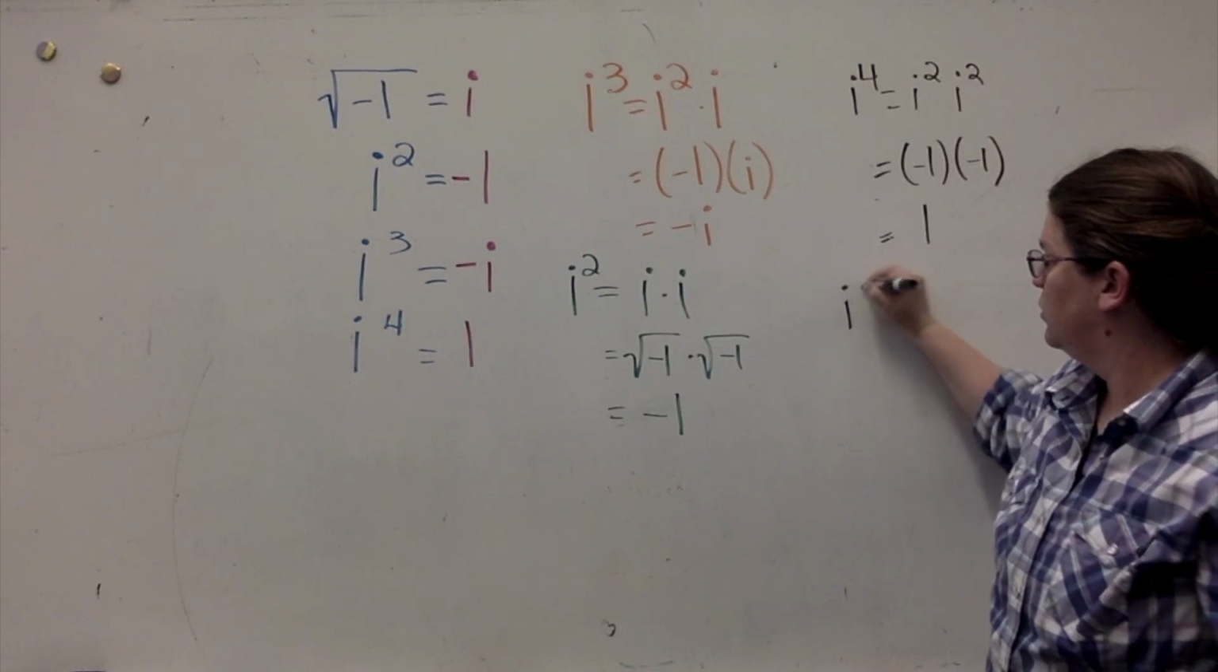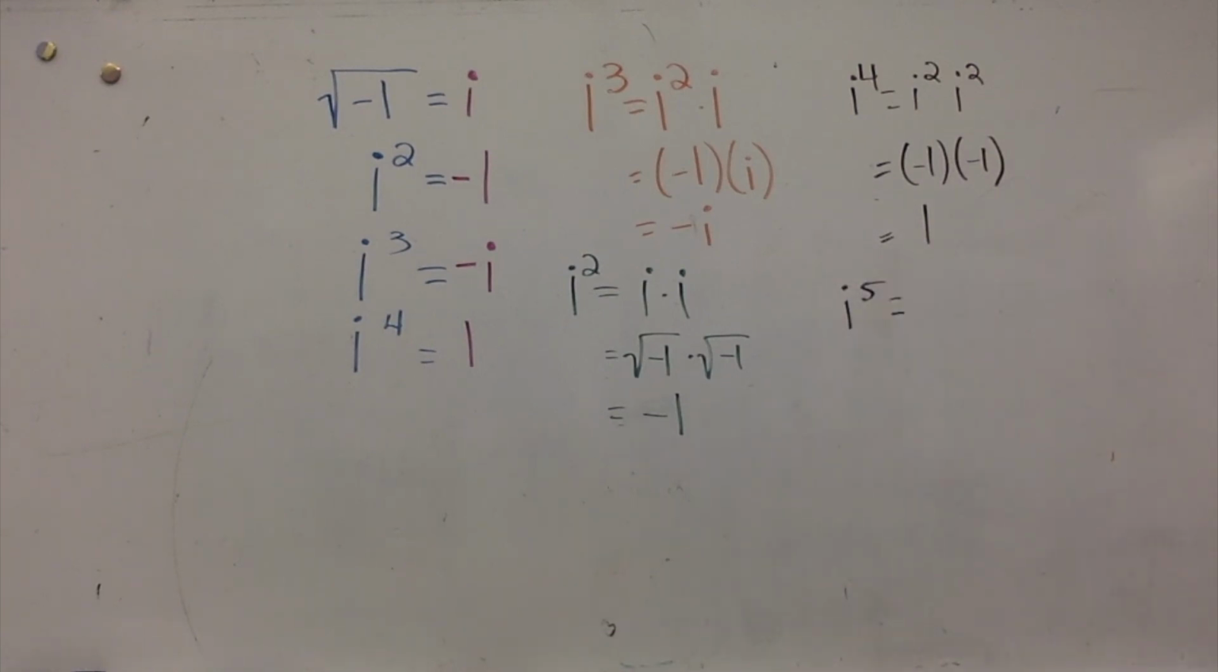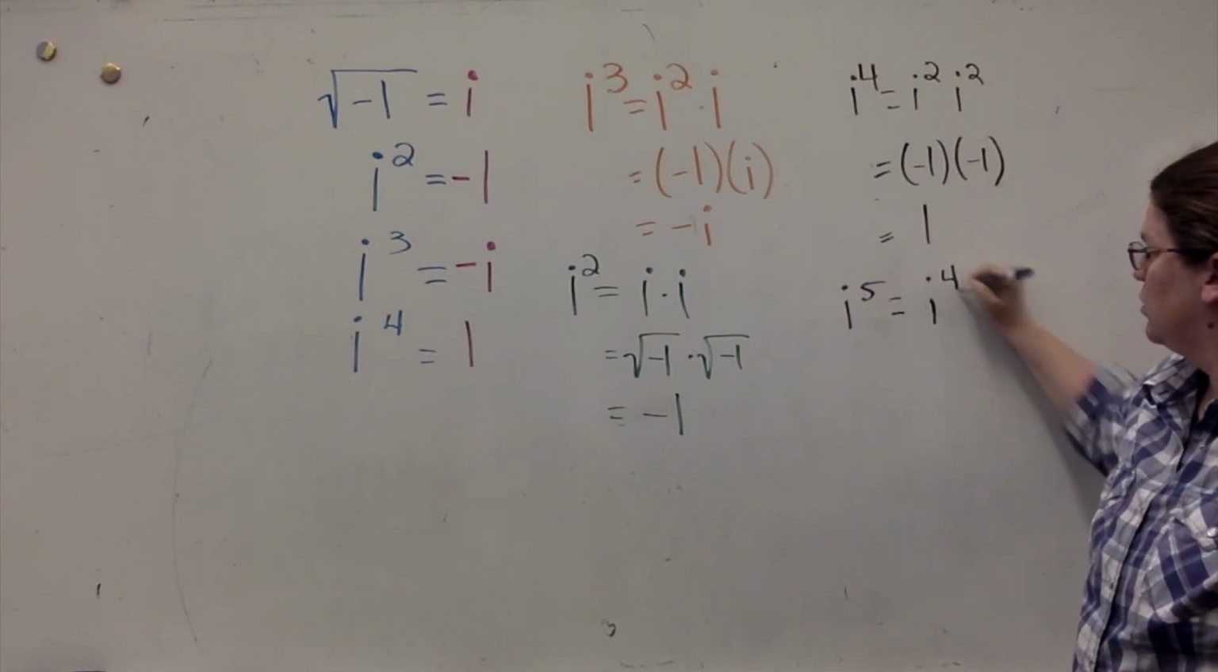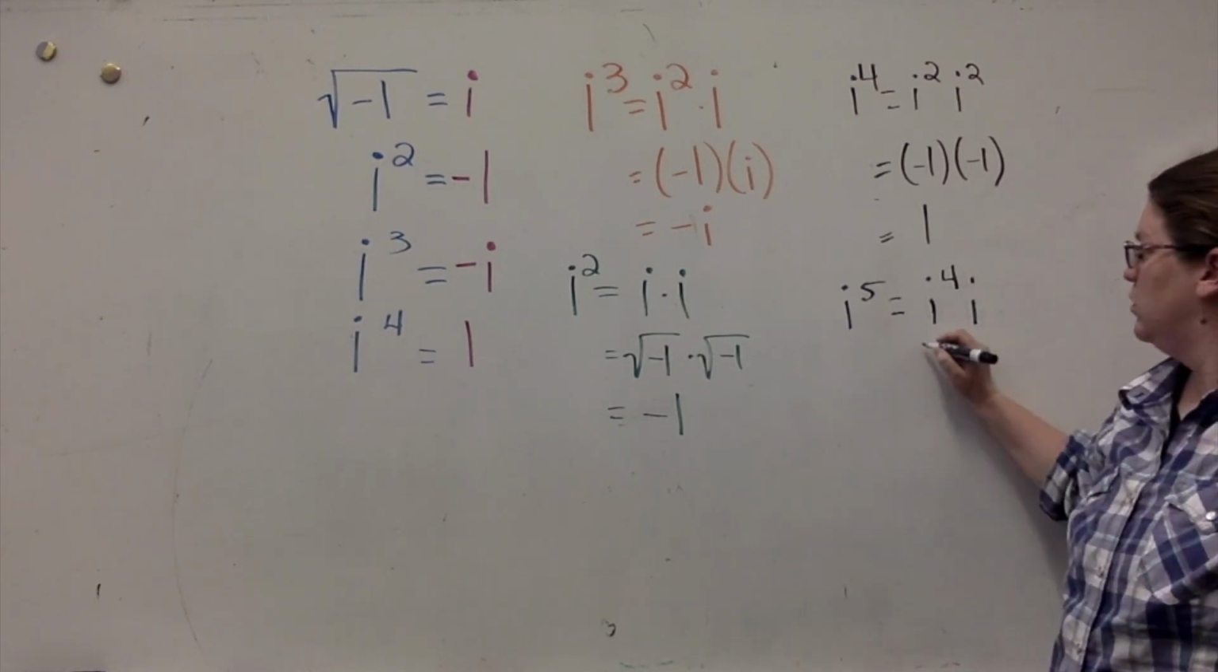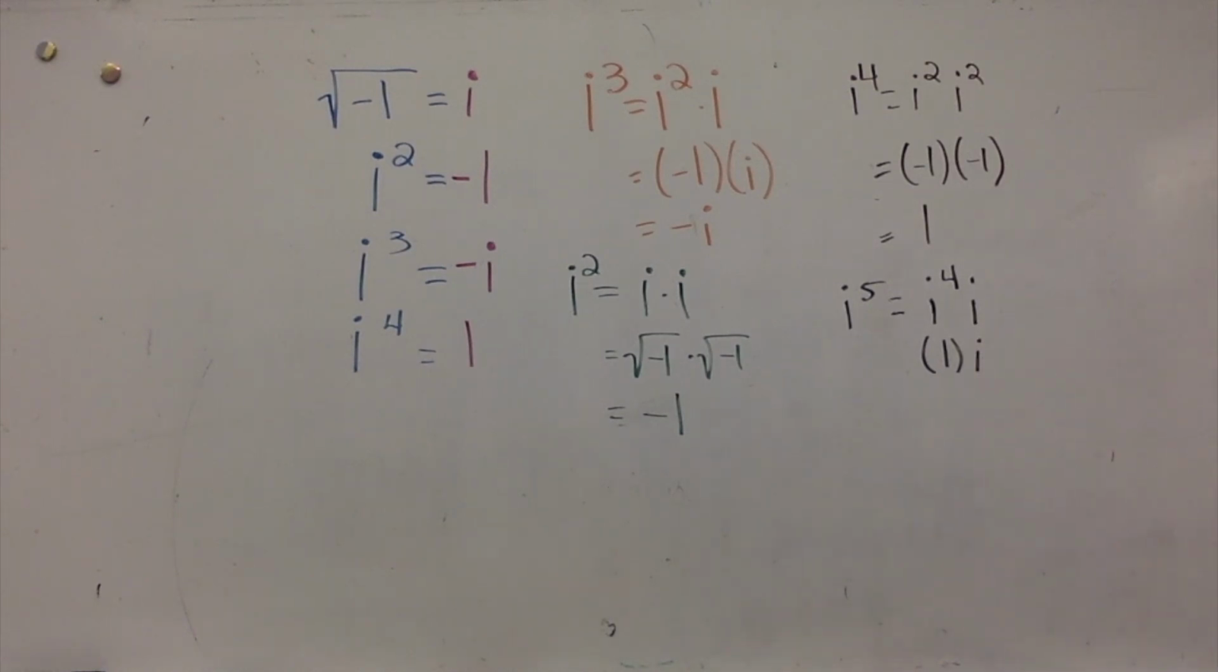You can do i to the fifth more than one way. I did i to the fourth times i. And then i to the fourth equals 1, and we leave i as i. So it just simplifies to 1i, which is i.